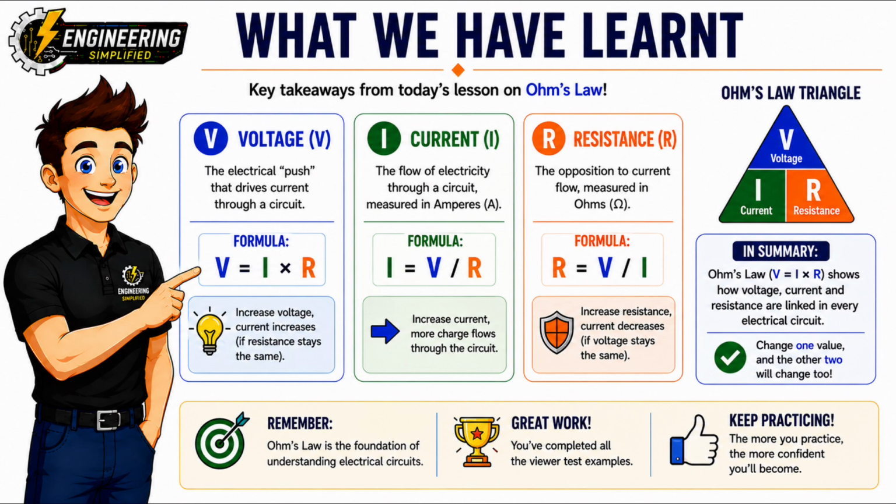The fundamental Ohm's law equation is V equals I multiplied by R. To calculate current, we use I equals V divided by R. And to calculate resistance, we use R equals V divided by I. The Ohm's law triangle gives us a quick and simple way to remember all three equations.